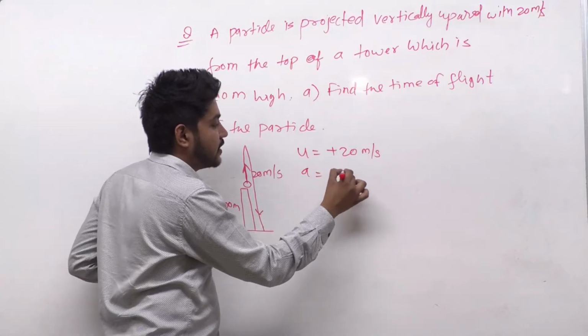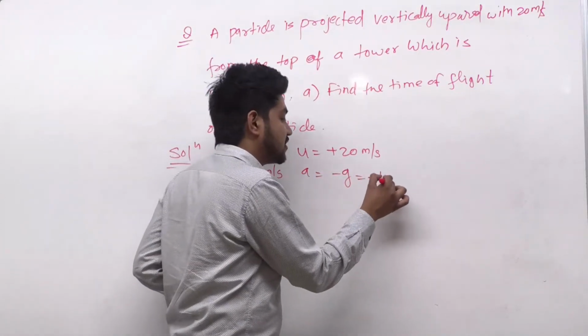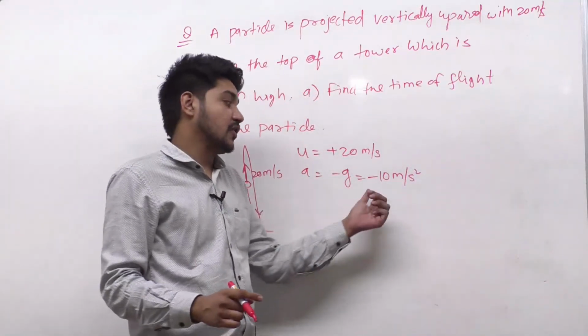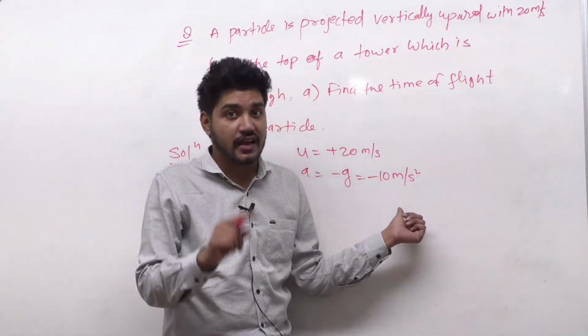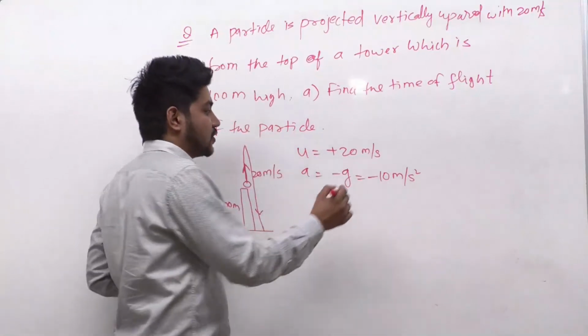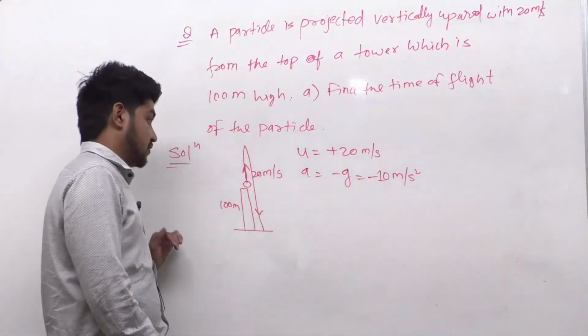Acceleration of the particle is again minus g. Can I write minus g as 10? I am considering g as 10, but in the exam, if it is not mentioned that you have to consider 10, you have to consider it as 9.8 meter per second square. Until it is mentioned, you have to consider 9.8. So acceleration is minus 10 meter per second square.